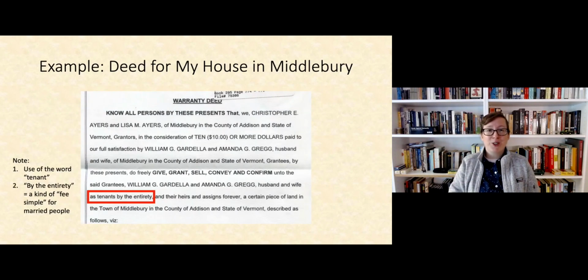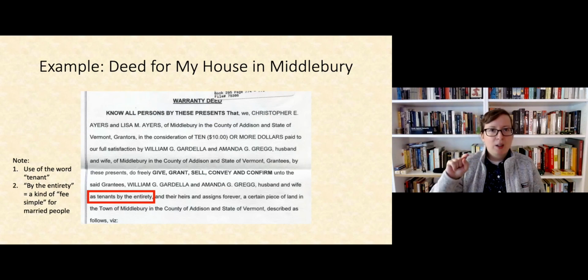So I wanted to just show you guys that this stuff is real, okay? This is part of the warranty deed for my house in Middlebury, Vermont. And what I want to show you here is that the use of the word tenant, when it could mean owner, persists, right? So William and I are tenants by the entirety of our house.